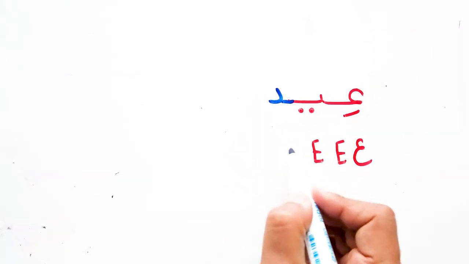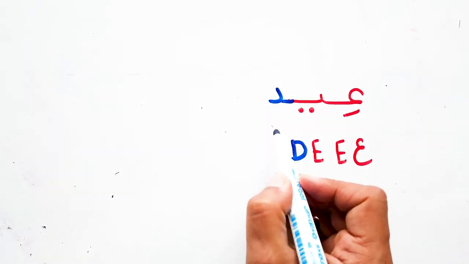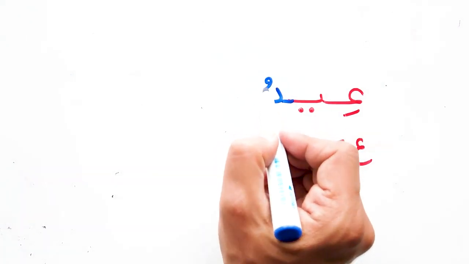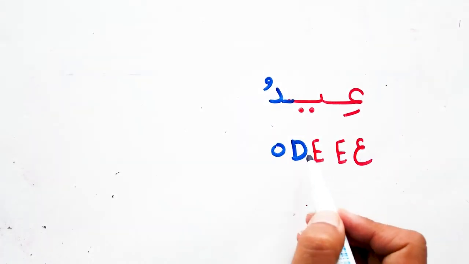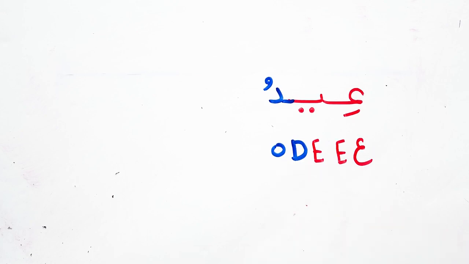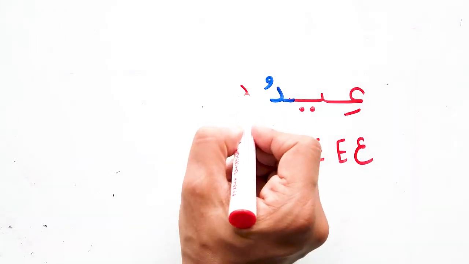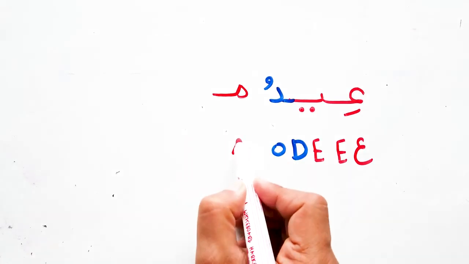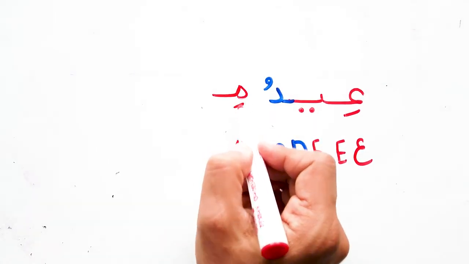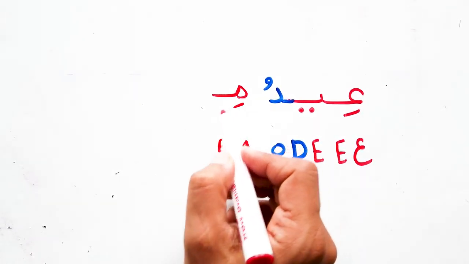The sound of D. Let's add it here too. But I say I do. This one sounds like O. I do. ميلاد. The sound of M. I say me. This one sounds like E. Me.